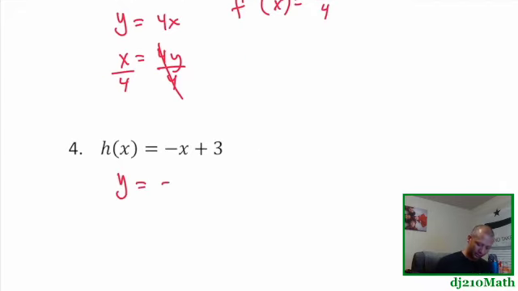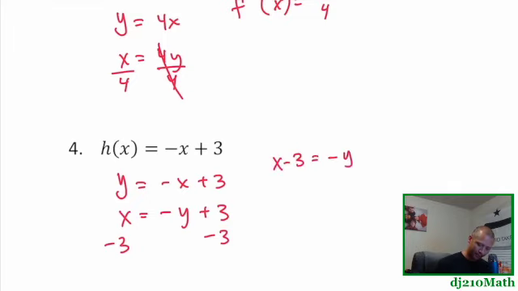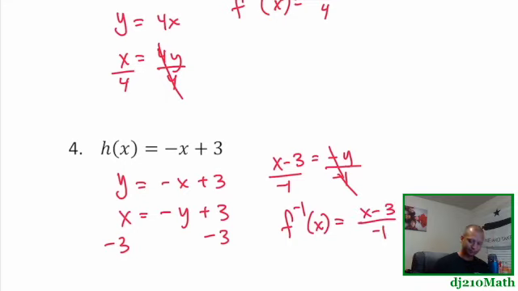y is equal to negative x plus 3. Switch x and y. Solve for y. Minus 3, minus 3. x minus 3 is equal to negative y. Isolate y: divide everything by negative 1. Negatives cancel, cancel. So f inverse is equal to (x minus 3) over negative 1.